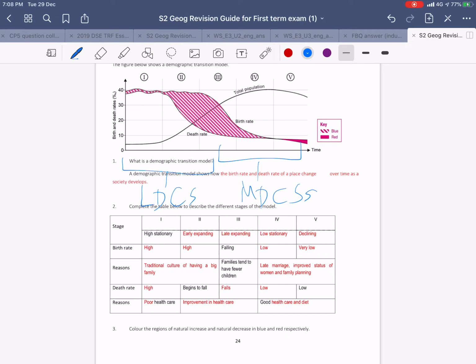Stage 4 is talking about low birth rate and also low death rate. Low birth rate, low death rate, which is talking about better healthcare and also better family planning. Late marriage, improving status of women, because they don't want to get married so early, and then they are not going to give birth to children so early. Okay, so the birth rate will be reduced.